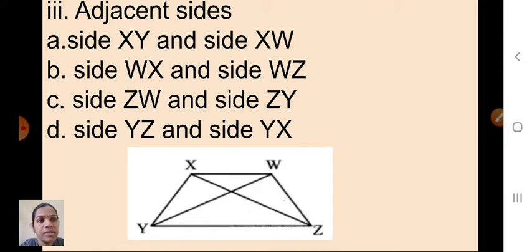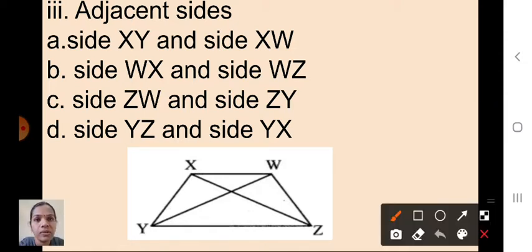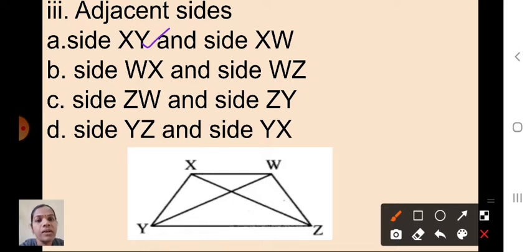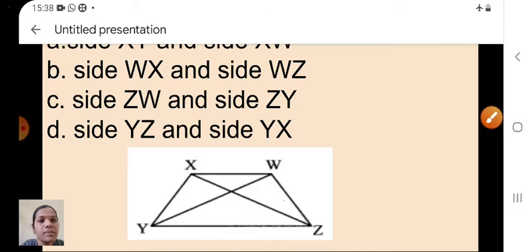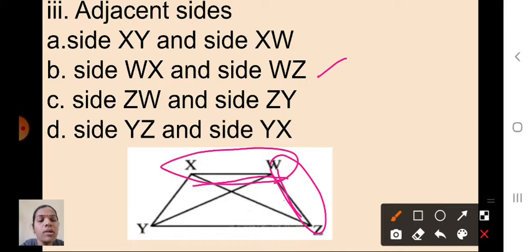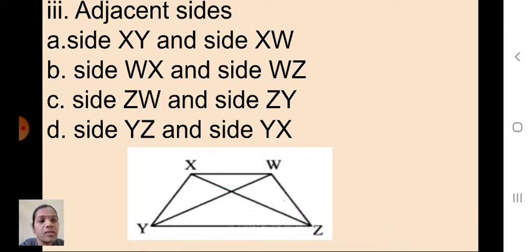Next, adjacent sides. Adjacent sides means near sides. So, side XY. What is the adjacent side here? Side XW, and you can write this side also, but I have written side XW. Next, the second one is side WX and side WZ. These two are adjacent sides.